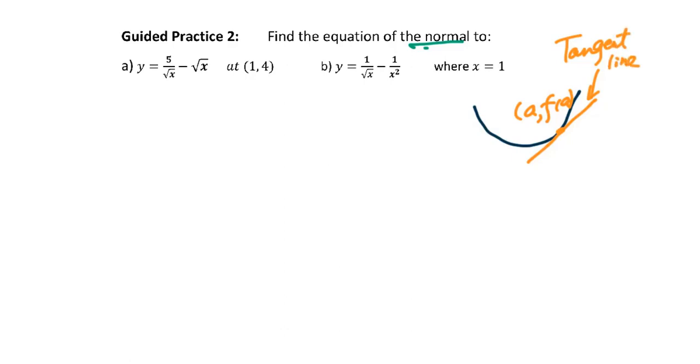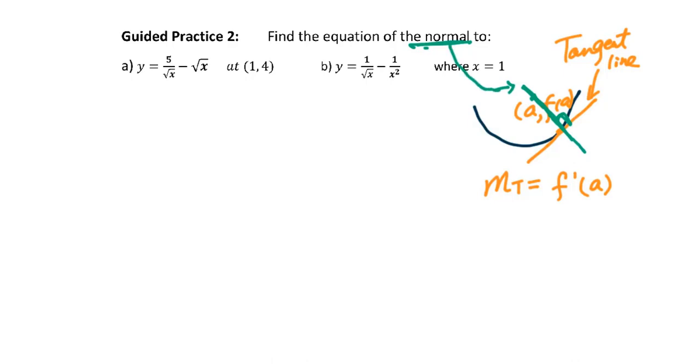Then we already know the slope of a tangent line equals f prime of A. What's a normal line? This normal line will be perpendicular to this tangent line. So let's draw this one here. Perpendicular. We call this a normal line.